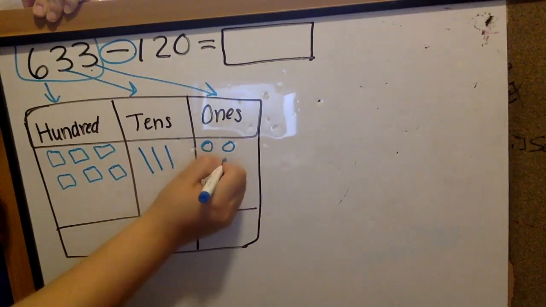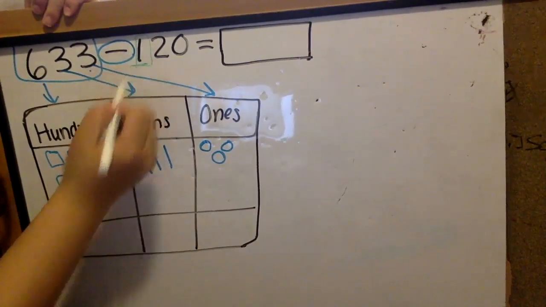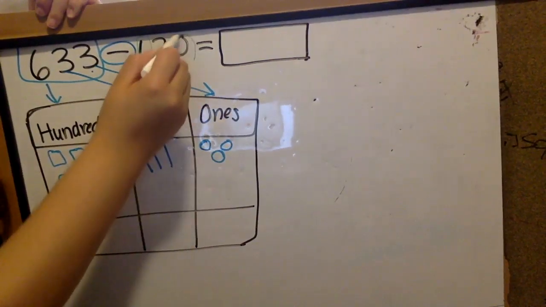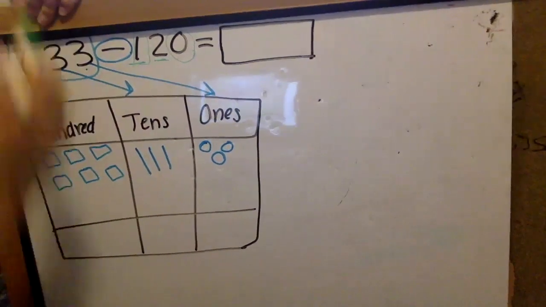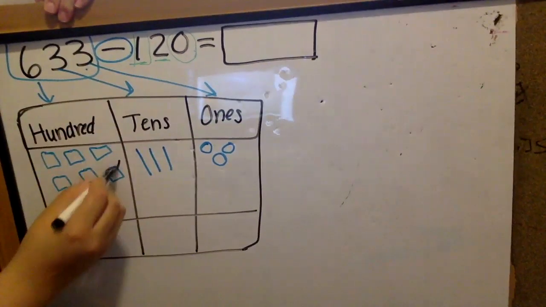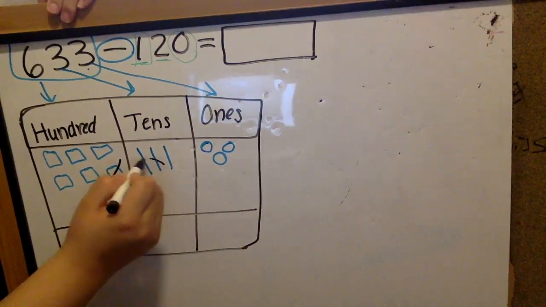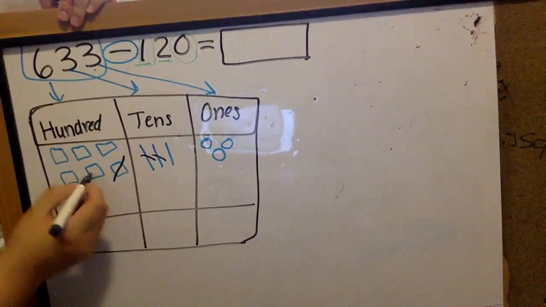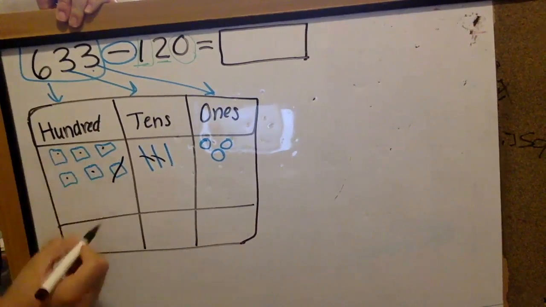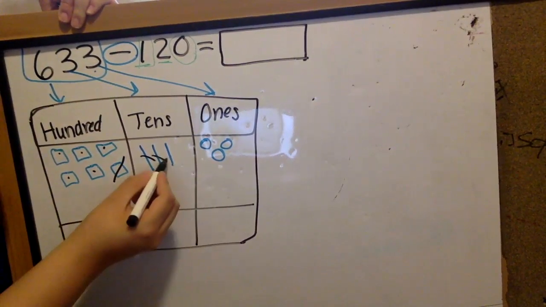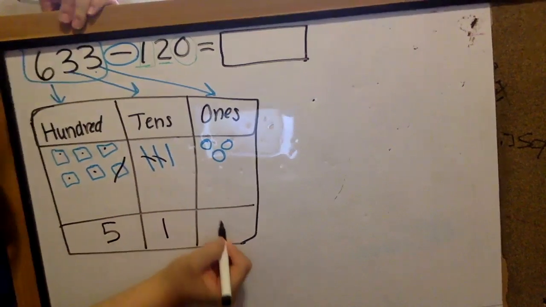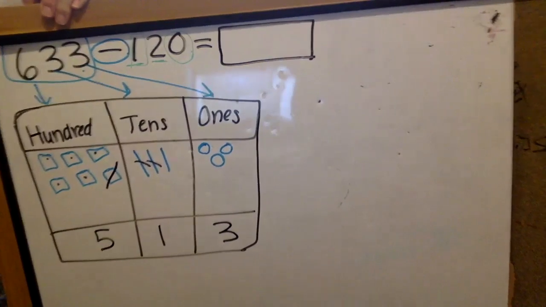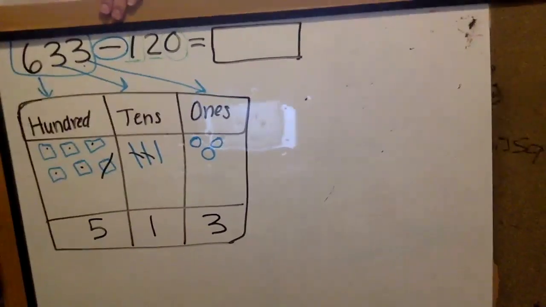So 1, 2, 3. 1 from the hundreds, 2 from the tens, and 0 from the ones. So we're going to take away 1 hundred, 2 tens, and no ones. So we would have 1, 2, 3, 4, 5 hundreds, we have 1 ten, and we have 3 ones. 513. So now I'm going to check my answer just to be sure it's correct.